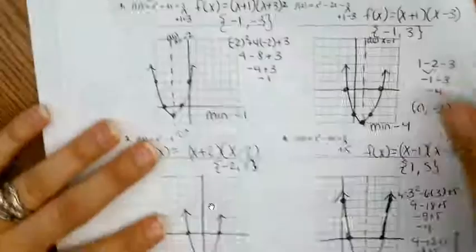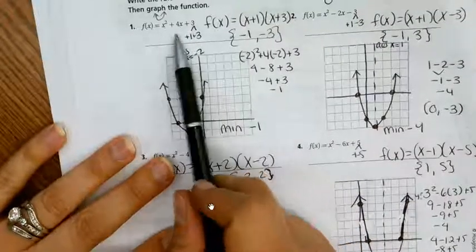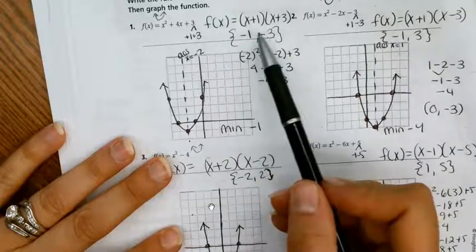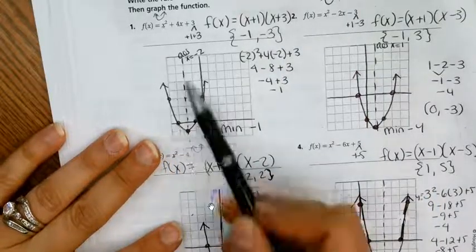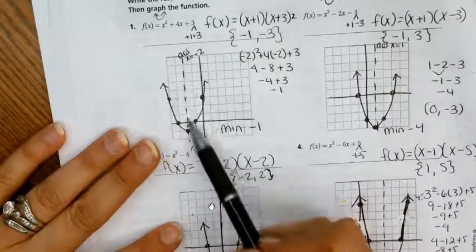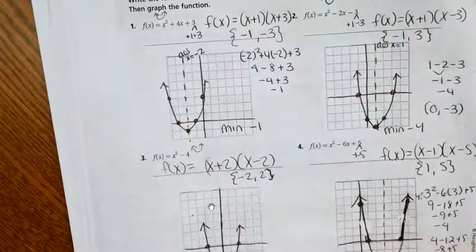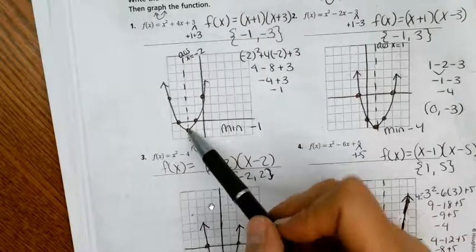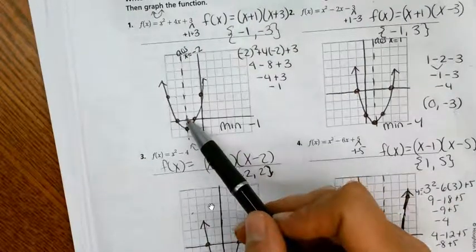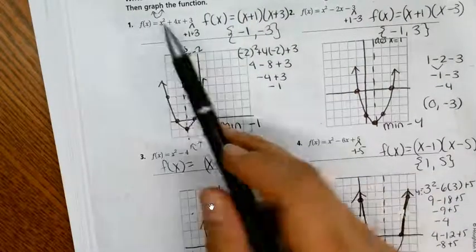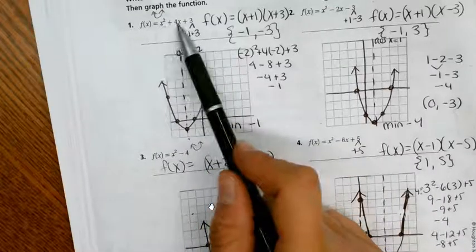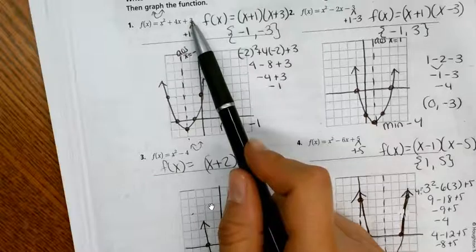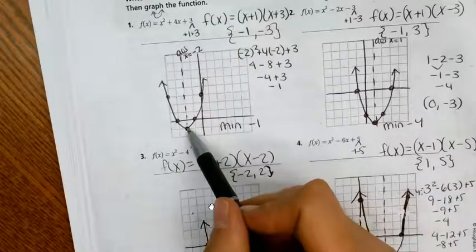So you're going to factor. You know that your x-intercepts are at negative 1 and negative 3, so you're going to plot a point at negative 1 and a point at negative 3. Halfway between those two points is your axis of symmetry, so you draw a dotted line there. Then you know that your vertex is on your axis of symmetry. If your axis of symmetry is negative 2, you plug in a negative 2. Negative 2 squared is 4. 4 times negative 2 is negative 8. 4 minus 8 is negative 4. Negative 4 plus 3 is negative 1. So you know that your vertex is at negative 2, negative 1.